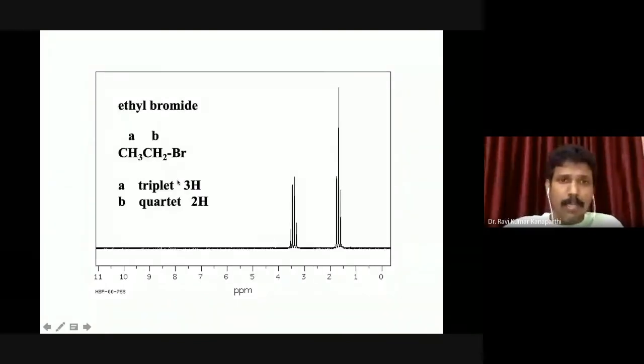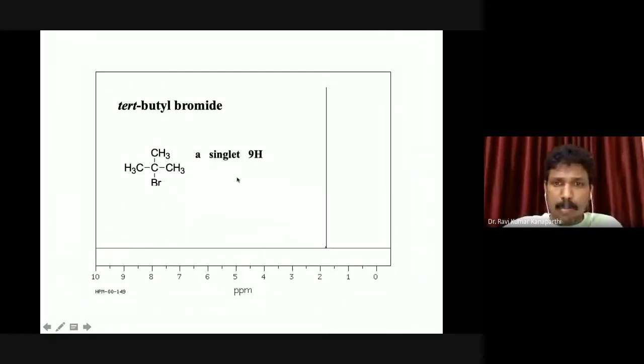And then tertiary butyl bromide, this is what I've been telling you. In the previous case I was citing this example. You have a tertiary butyl bromide and you record the NMR spectrum, all these 9 protons will resonate at one position.